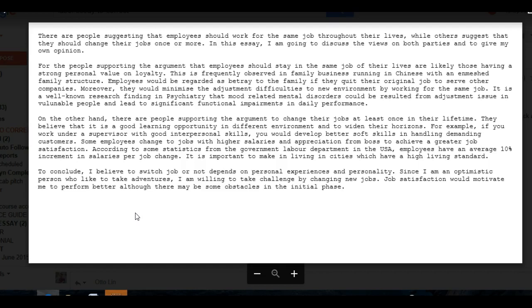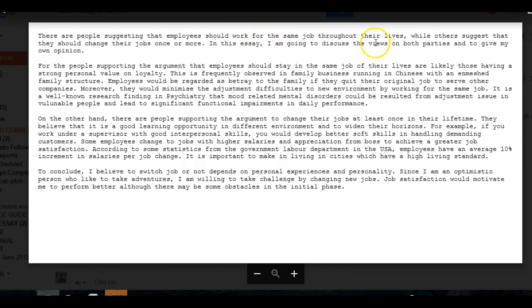All right. Okay, so a couple little things here. First of all, you work for the same employer, you work for the same company, but you work at the same job, okay? So there's a little problem here with this preposition.